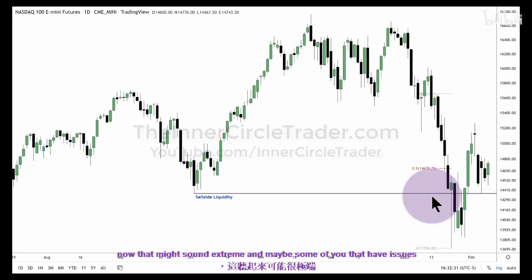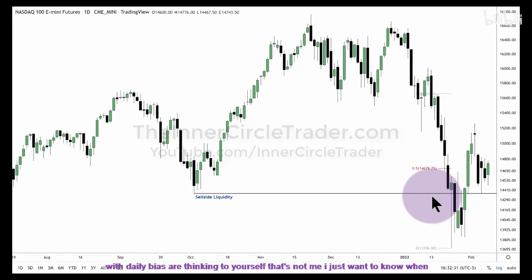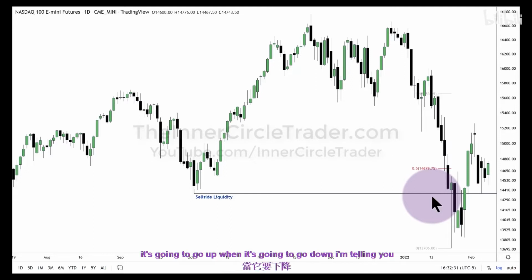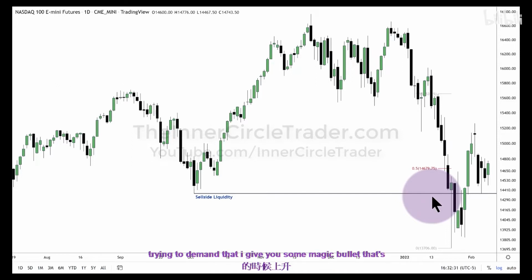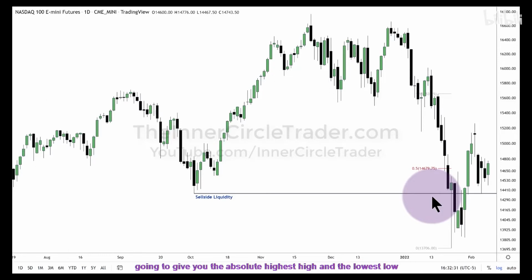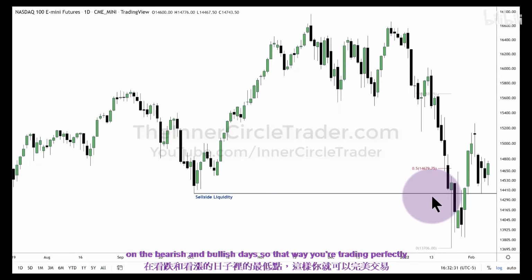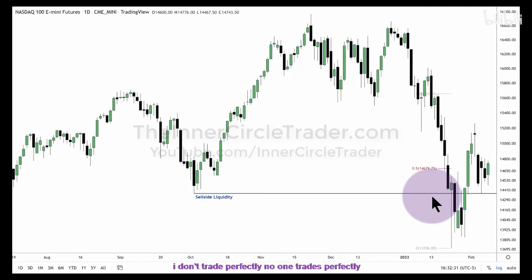Now that might sound extreme, and maybe some of you that have issues with daily bias are thinking to yourself, that's not me. I just want to know when it's going to go up, when it's going to go down. I'm telling you, if you strip it down, that's what you're trying to do. You're trying to demand that I give you some magic bullet that's going to give you the absolute highest high and the lowest low on the bearish and bullish days. So that way, you're trading perfectly. I don't trade perfectly. No one trades perfectly.